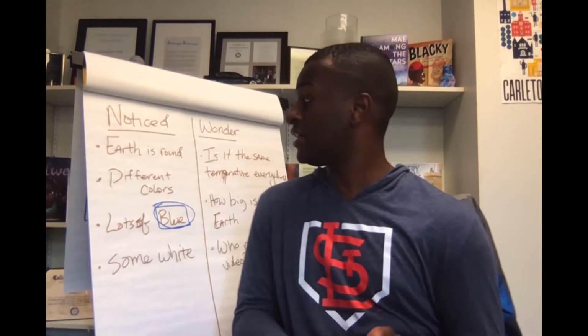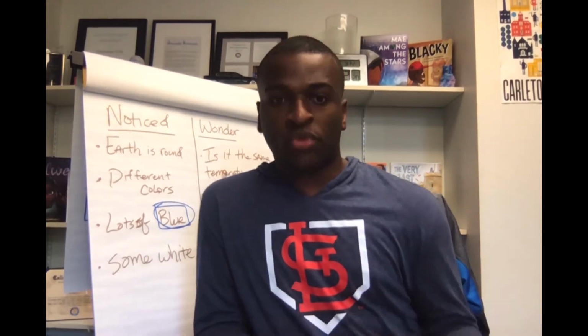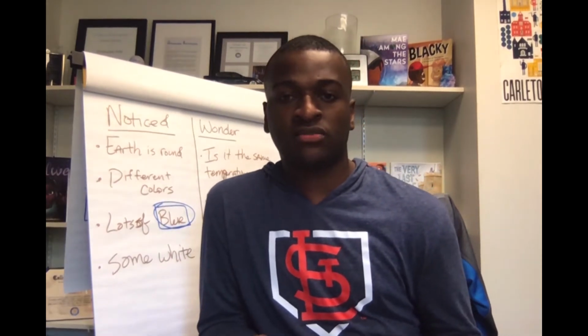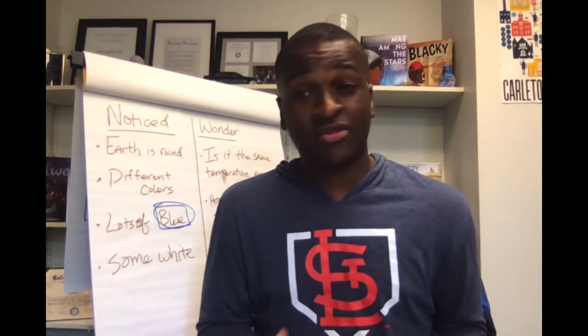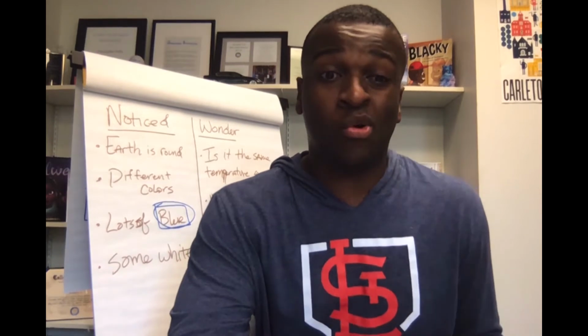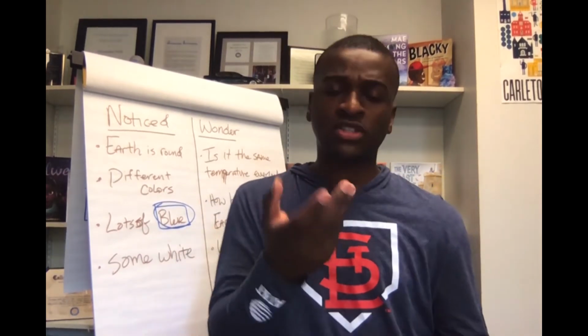Or the Earth is like a sphere, like a basketball. We wonder what each color represents and why they are located where they are on the globe. And another question that comes to mind is, why is there so much blue on the Earth? So let's think about it.